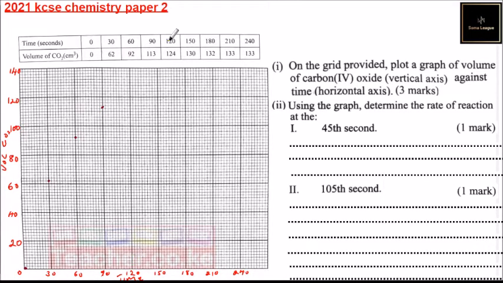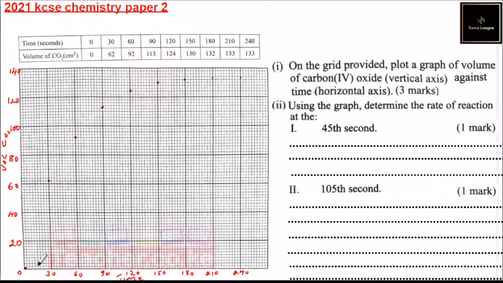Then when it is 120, we have 124, so 124 is there. At 150, we have 130, so 130 is in between 140 and 120. Then at 180, we have 132. At 210, 133 should be there. Then at 240, we have the same value. So those are the points that we are going to use to plot our graph.